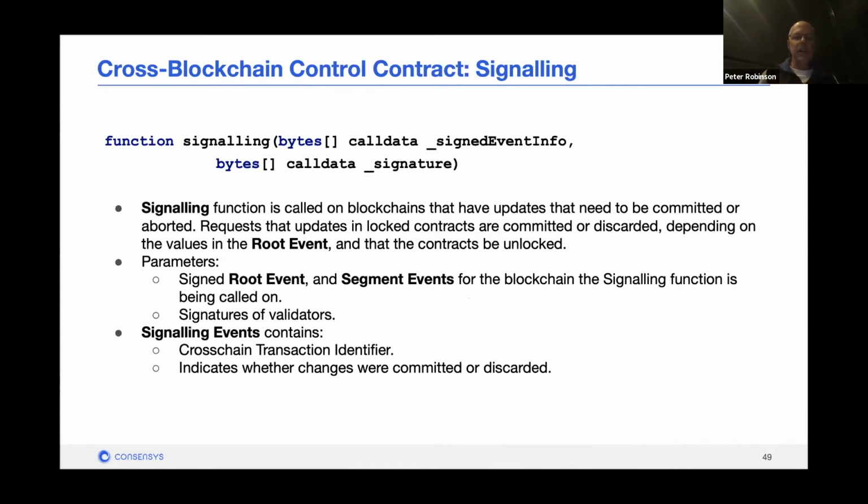Signaling functions are used to unlock the contracts. You pass in the root event and the segment events. The root event will say whether everything should be committed or discarded, and the segment events will say which contracts should be unlocked or locked now, and whether the provisional updates are applied or discarded.